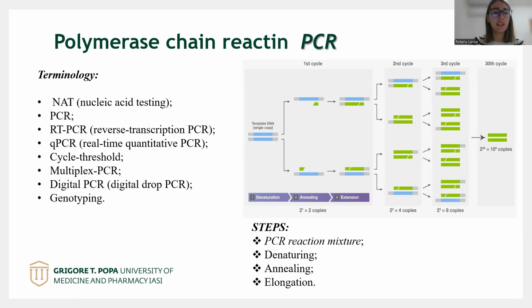The first one, denaturing, is where the mixture is heated to 95 degrees to denature the double-stranded template DNA into single strands. The annealing one, where the mixture is cooled and the thermostable DNA polymerase can bind to the 3' end of the primers. And the last one, elongation, where the temperature is raised again to a temperature at which the thermostable DNA polymerase can initiate this process. It continues for about a minute, and it is terminated by raising the temperature again to 95 degrees to restart the cycle.